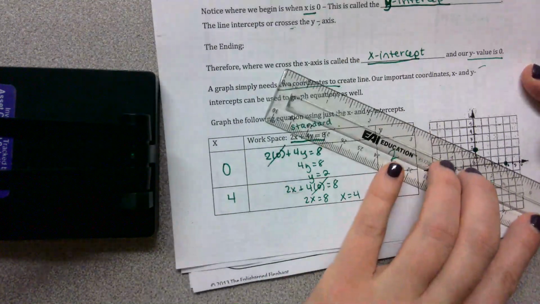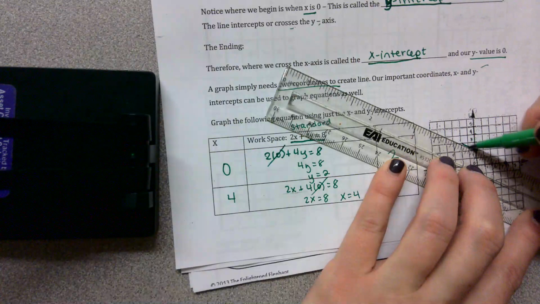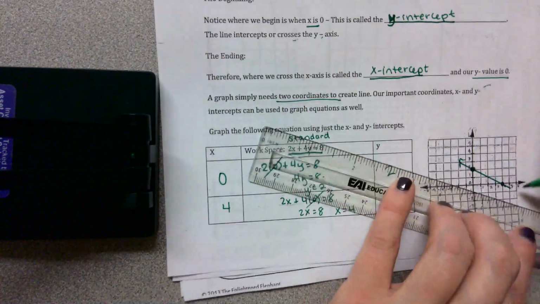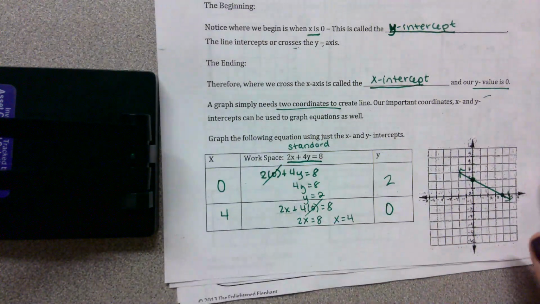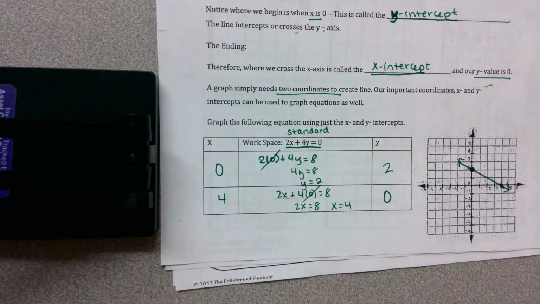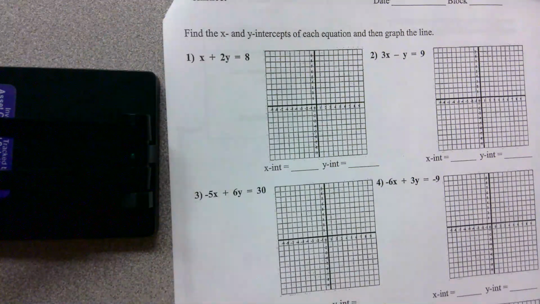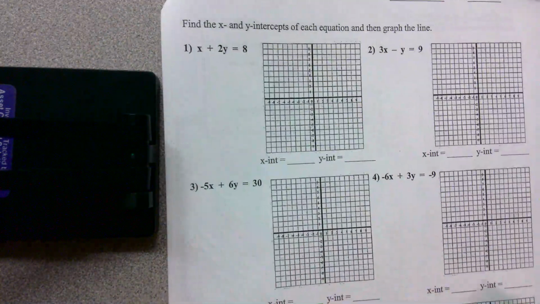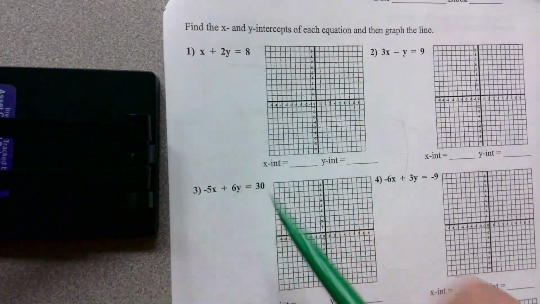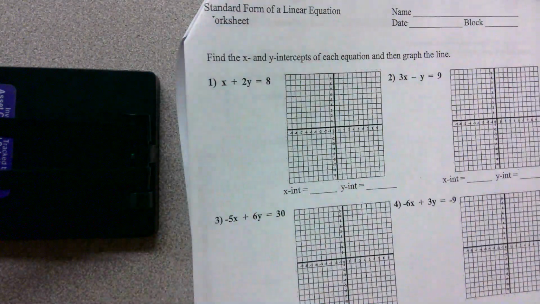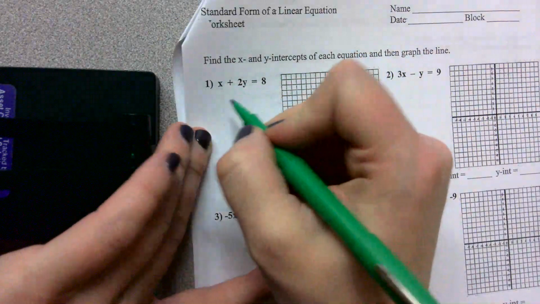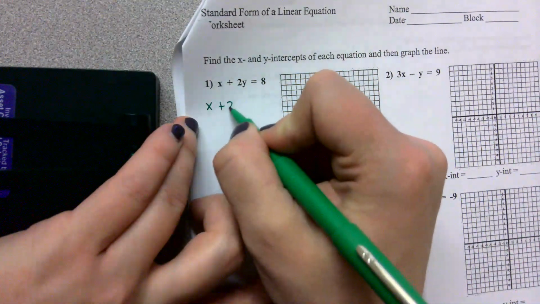And then we connect. That's all you need is 2 points. So we like x and y intercepts. It says now here, find the x and y intercepts of each equation, then graph the line. So for all of these, you're going to do the same thing that I'm going to do here in number 1. Okay. To find an x-intercept, you plug 0 in for y.